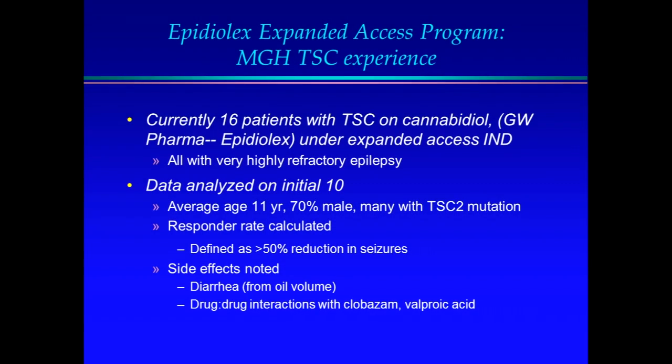Of that, because I had this big interest in TSC and epilepsy, I had initially 5. Now I have 16 patients with TSC on cannabidiol under this expanded access IND, all of them, again, with the most highly refractory epilepsy of my epilepsy patients. And we have done an interim analysis on 10, and this is going to be presented at the epilepsy meetings in a couple weeks. Average age is 11, more boys than girls, many with the TSC2 mutation.